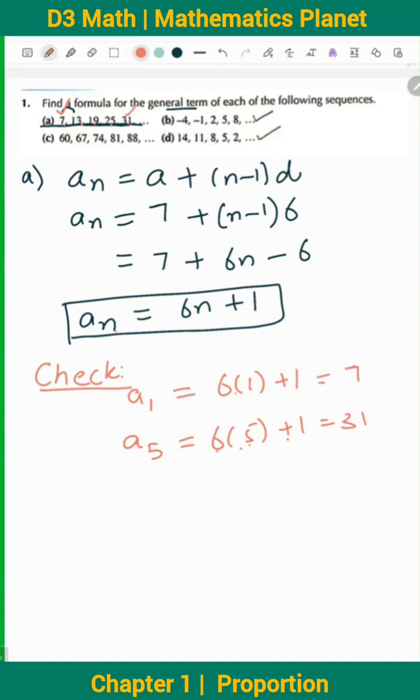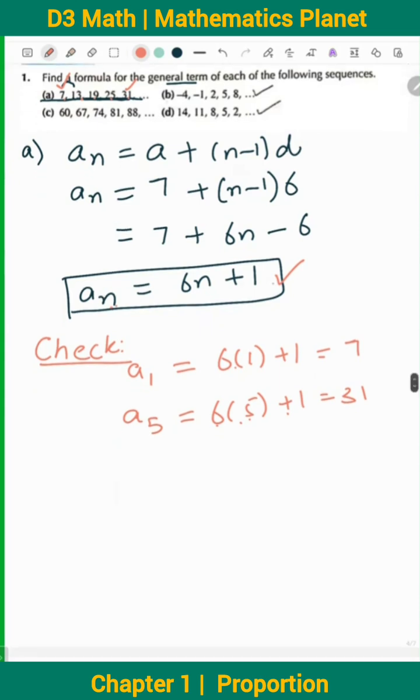So we are getting the correct values. It means the general formula we calculated is correct. It means by putting any value of n, we can find any value of the arithmetic sequence by using this formula, right? Okay. Now coming to the B part.